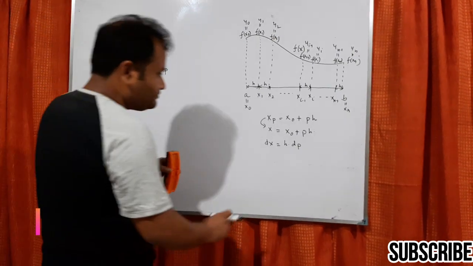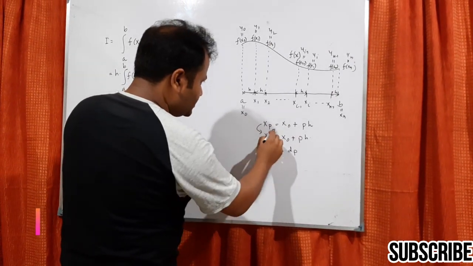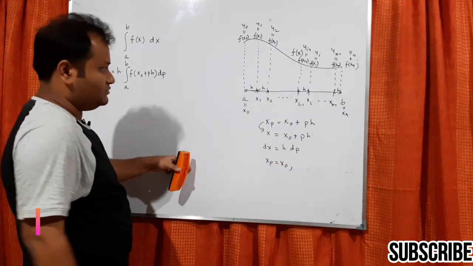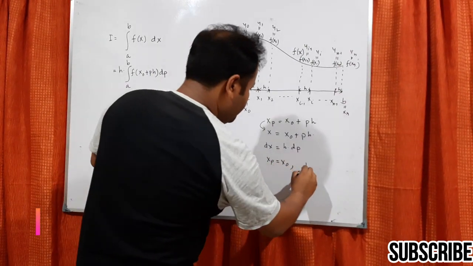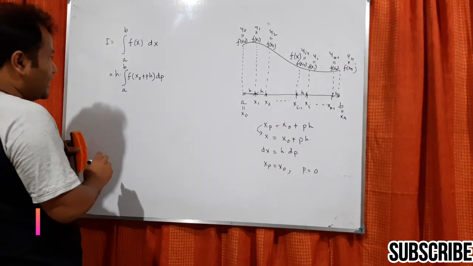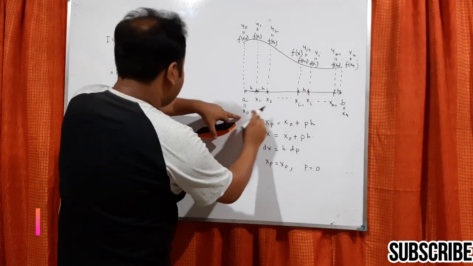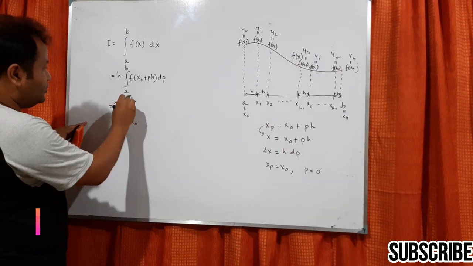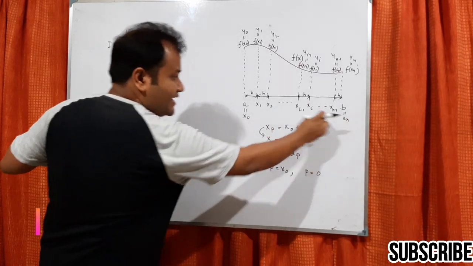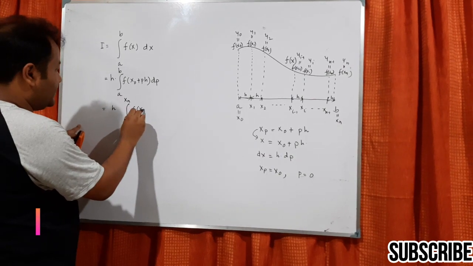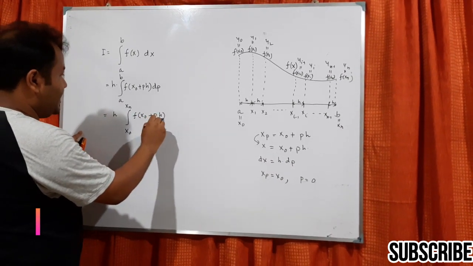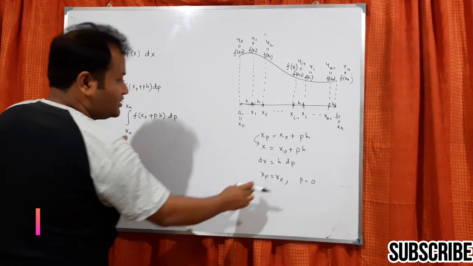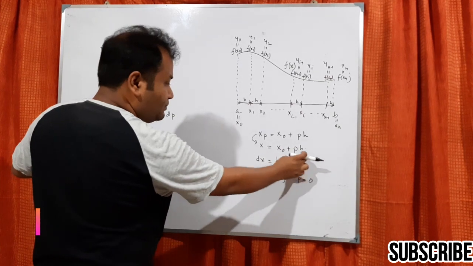Now what is the limit? You see, when xp equals x naught, then p will be 0. Because the integration limit will be, if I write another line, x naught to xn, integral of f of x naught plus p times h dp. So when the limit is x naught, then x naught and x naught get cancelled, so p will be 0.